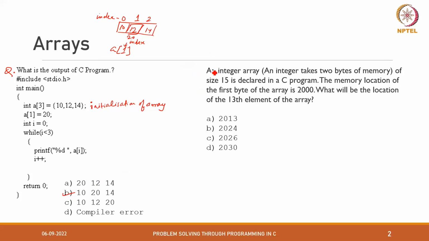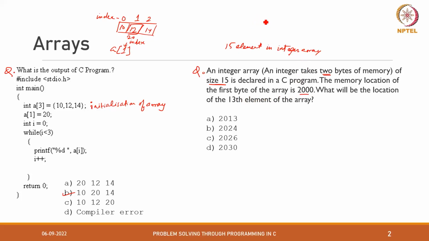Okay, fine. So let's move on to the next question. We have an integer array, and the size of the array is 15. That means it has 15 elements, right? 15 elements in an integer array, and it is specified that a single integer takes 2 bytes of memory. Now we are defining an integer array of size 15, and the memory location of the first byte of the array is 2000.